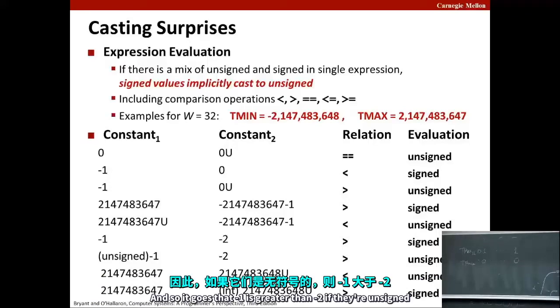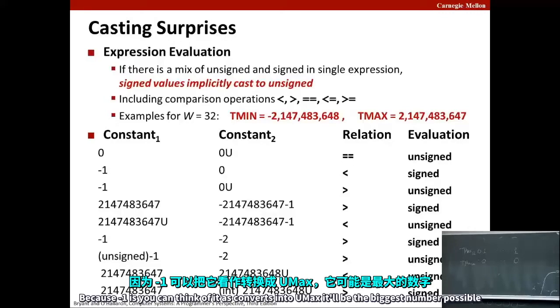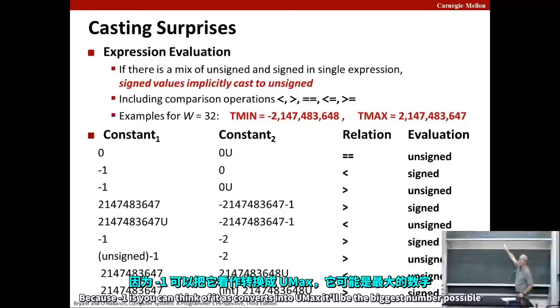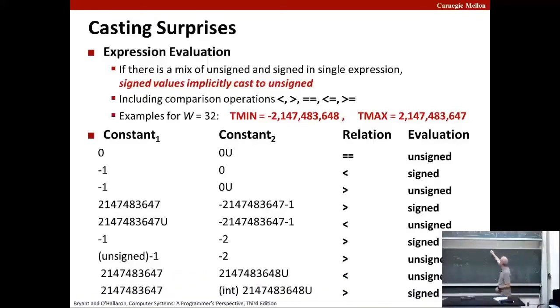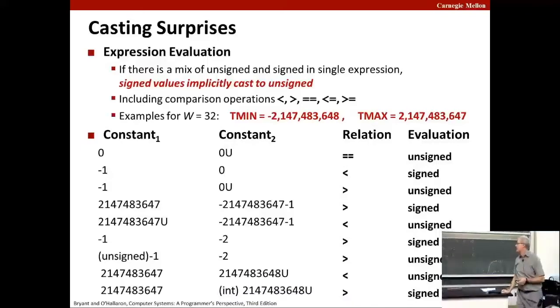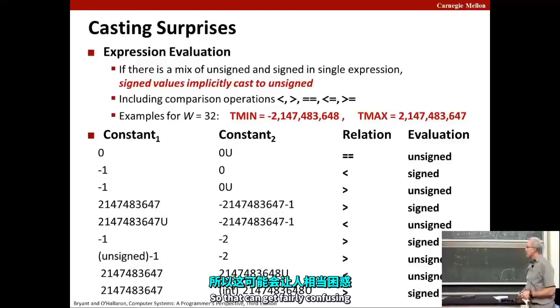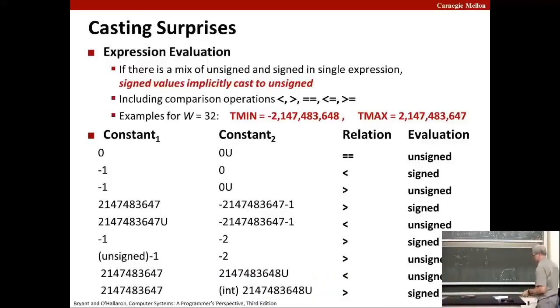And so it goes that minus 1 is greater than minus 2 if they're unsigned, because minus 1 you can think of as converting into U max. It'll be the biggest number possible. And minus 2 would be 1, 1, 1, 1, 0. So that can get fairly confusing.